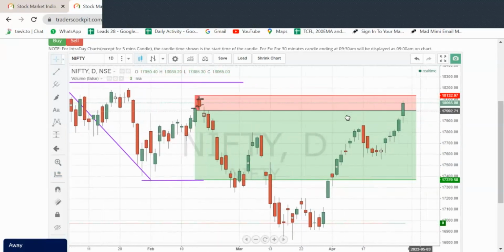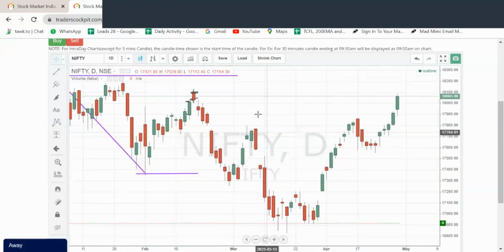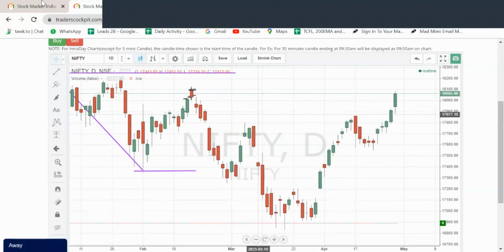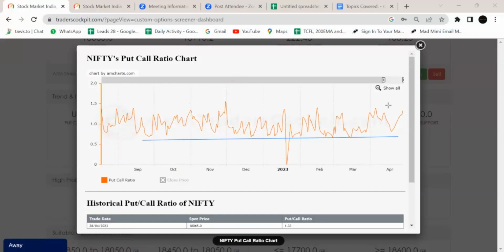So this is a past trade. I don't want you to be confused that only past trades show accurate results. You can take the latest trade also. In the latest trade, you can see when this line was acting as a support and this line was acting as a resistance, when it came towards this level, it was almost at the oversold point of the PCR.